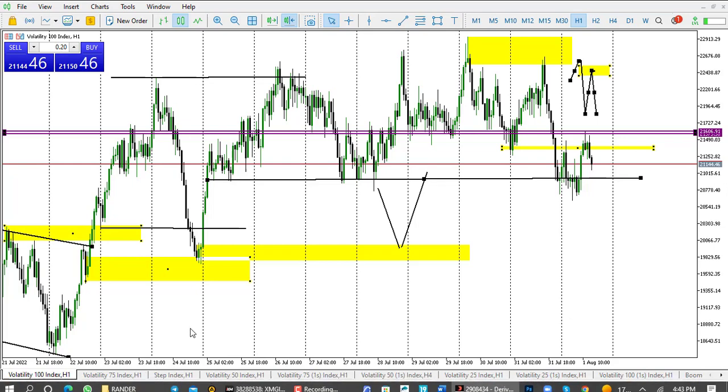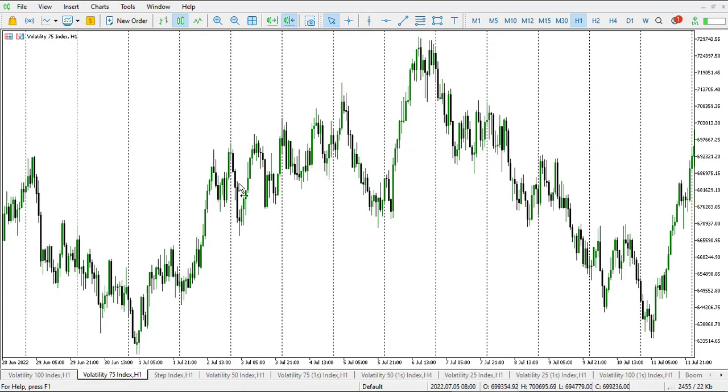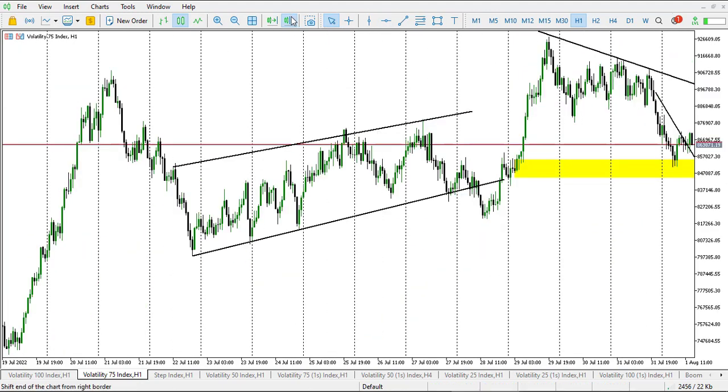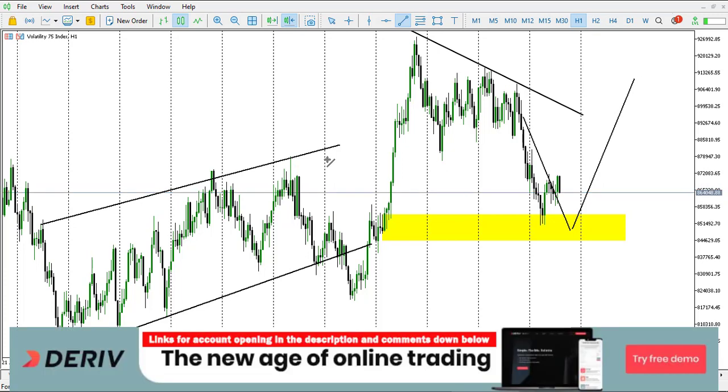Then we go to V75, and on V75 let's see if we had any prime marking. Okay, we have this. It's going well right now. Let me not explain that now. Let's just go through all of them and explain them all at once.